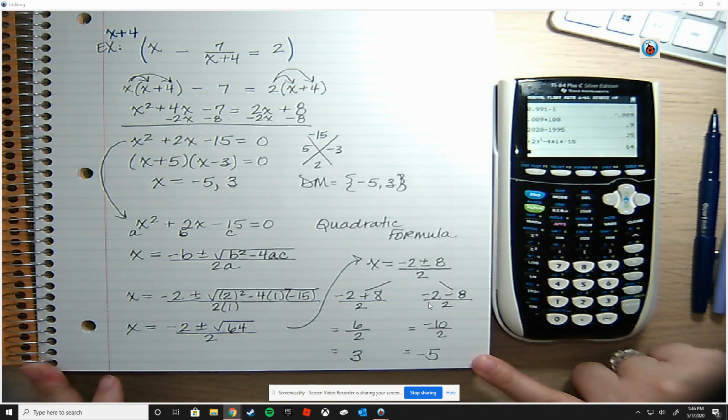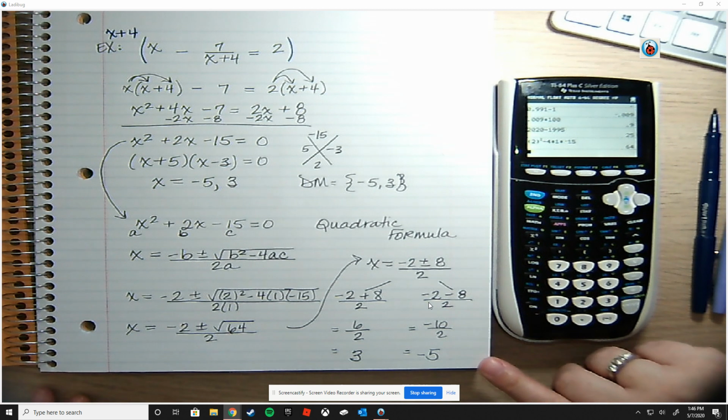So I just went ahead and gave you a reminder of your quadratic formula, and you should be good to go on this assignment.